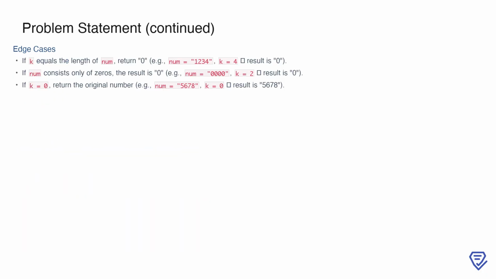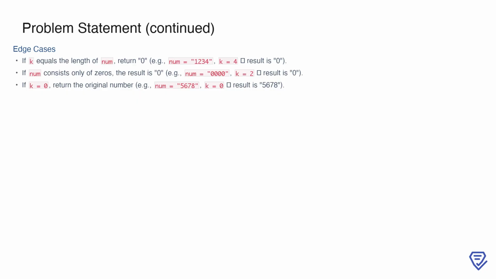There are also some important edge cases to consider. First, if k is equal to the length of number, the result should always be 0, since you're required to remove all the digits. For instance, if number is 1234 and k is 4, the output is simply 0. Another edge case occurs when number consists entirely of zeros. Regardless of how many digits you remove, the result will always be 0. For example, if number is 0000 and k is 2, removing any 2 zeros still leaves you with 0.